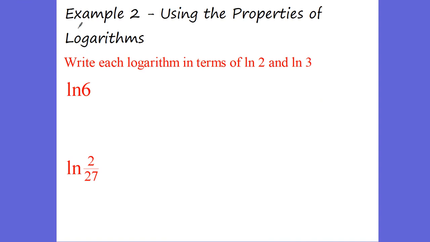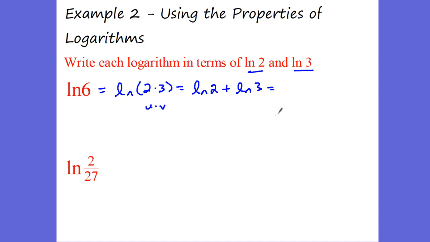Let's take a look at an example. We're going to write each of these logarithms in terms of natural log of 2 and natural log of 3. Now you can see natural log of 6 is the same as natural log of 2 times 3. So that is just like our u times v in the last formula, which means we'll have natural log of 2, and remember, multiplying is synonymous with adding in our properties of logarithms, plus natural log of 3. So if you took natural log of 2 on your calculator plus natural log of 3, it would be the same as natural log of 6 in your calculator.